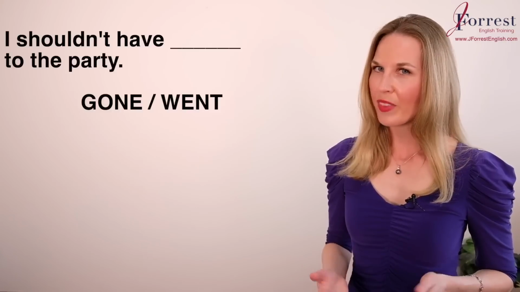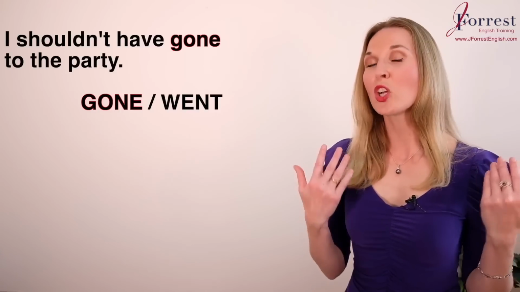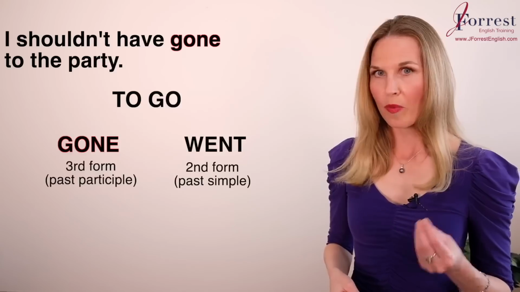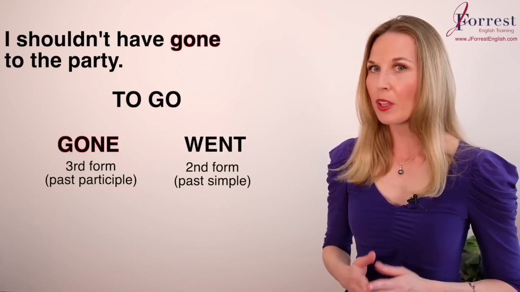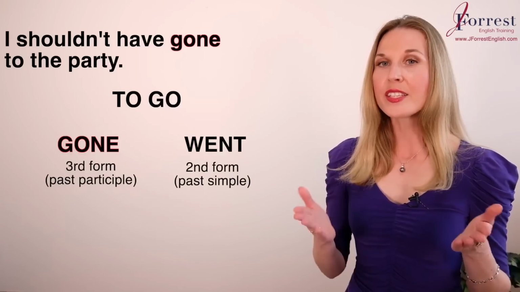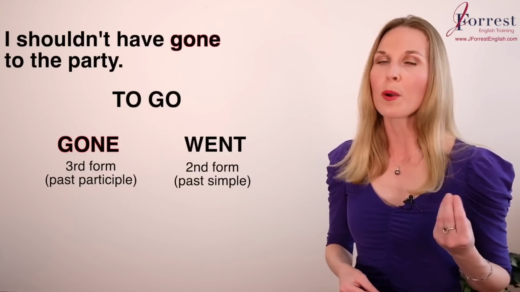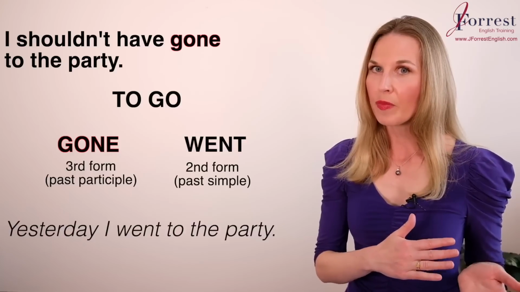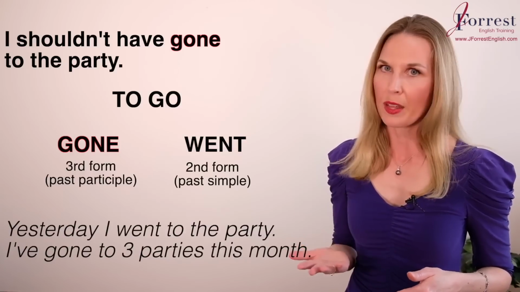Number 14, I shouldn't have gone to the party. Our verb here is go. The past simple is went, and the past participle is gone. This structure requires the past participle, the third form of the verb. Yesterday, I went to the party. I've gone to 3 parties this month.